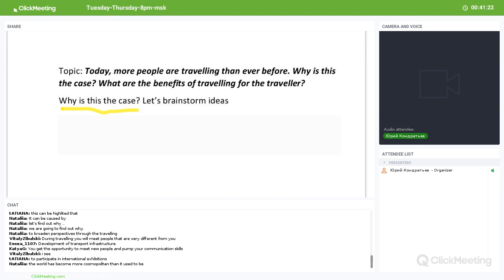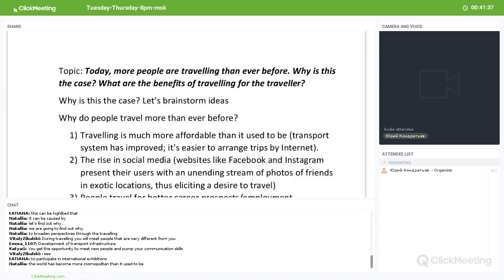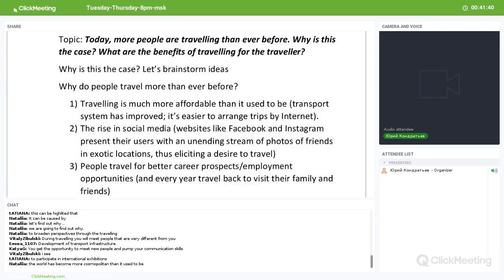The world has become more cosmopolitan than it used to be. Okay, this can be the reason, yes. And also the development of transport infrastructure, that's also a reason, more of a reason. Okay, so if there are other ideas, please write them in the chat box.